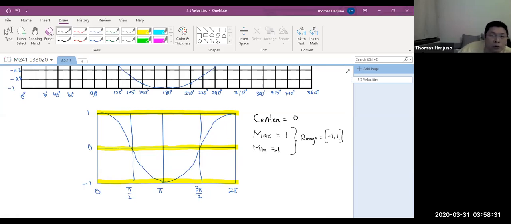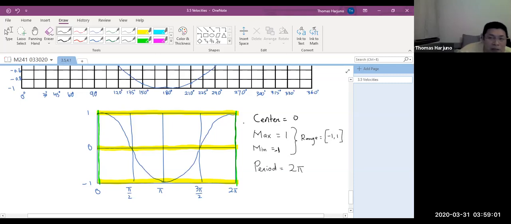Now we also see that this graph finishes one period, one cycle, in 2 pi. Once it finishes 2 pi, it will start the same cycle again. We then say the period for cosine x is 2 pi.